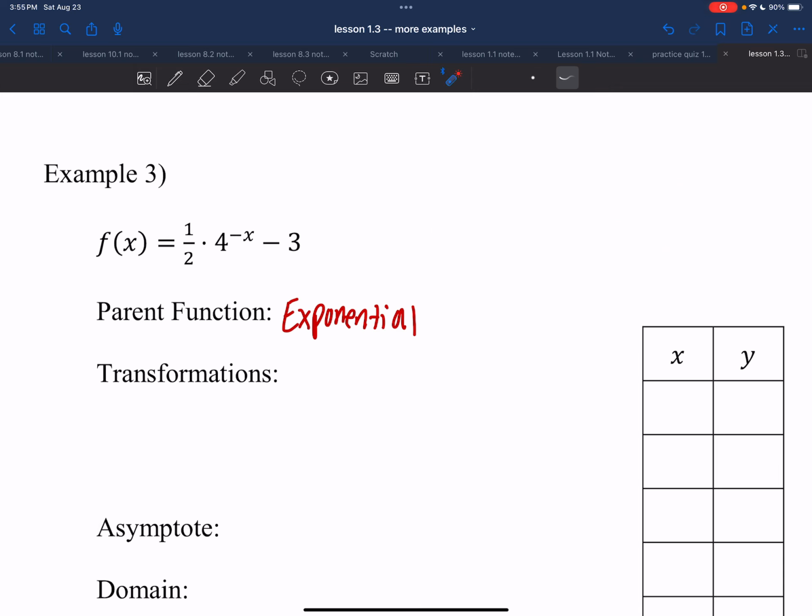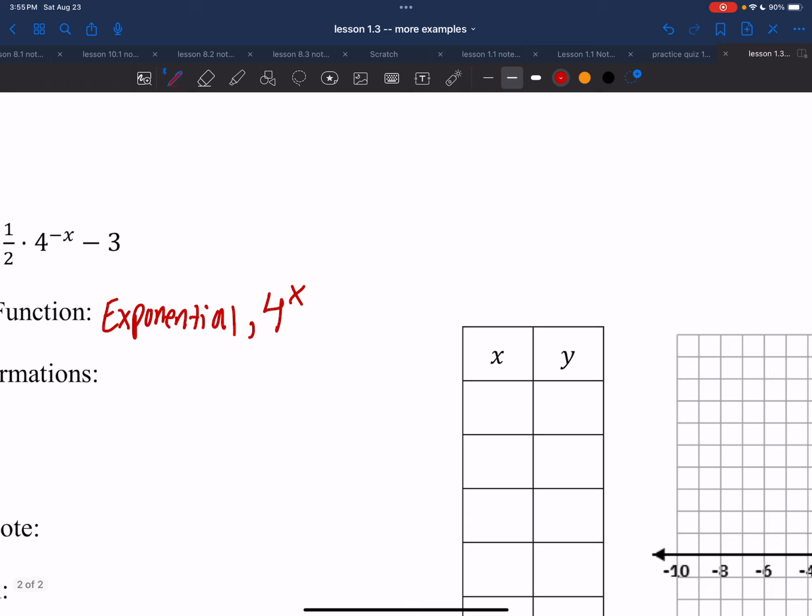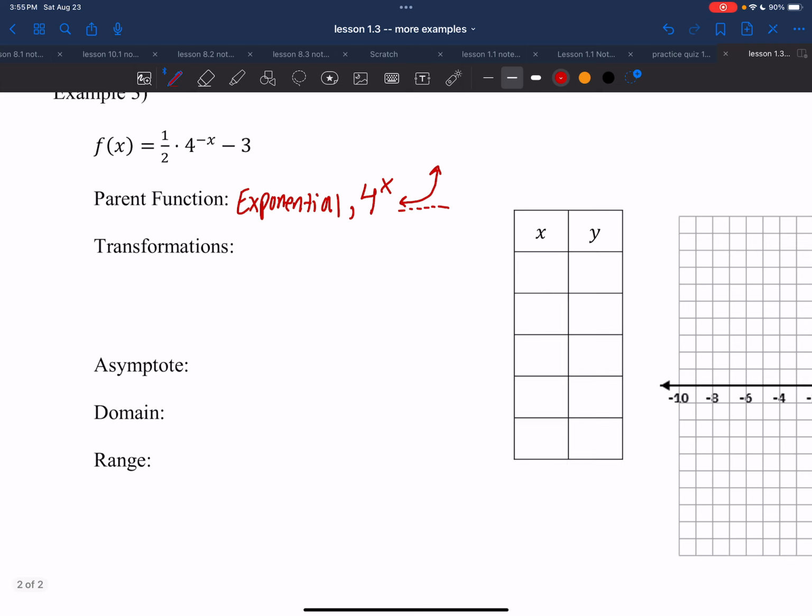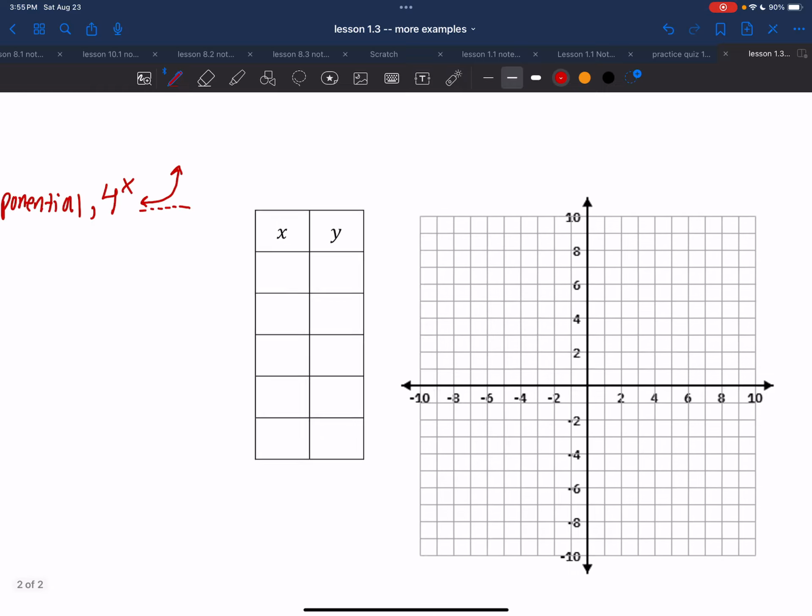In this instance, I've got a 4 to the x there, yeah? So the exponential parent function is 4 to the power of x. The base is 4. And an exponential function looks something like this. And its key attribute is that it has an asymptote, okay? That's why I'd like to analyze this, because this one has an asymptote, and I want to see how that works, yeah?